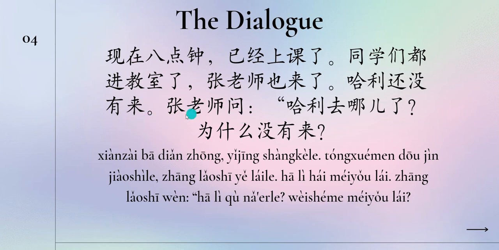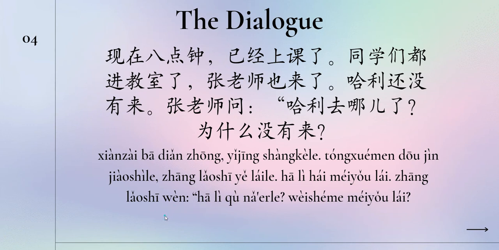张老师问, Teacher Zhang asked, 哈利去哪儿了? 哈利 is Harry, 去 means go, and 哪儿 means where. So where did Harry go? 为什么没有来? 为什么 means why. 没有 means did not, 来 means come. Why did Harry not come?